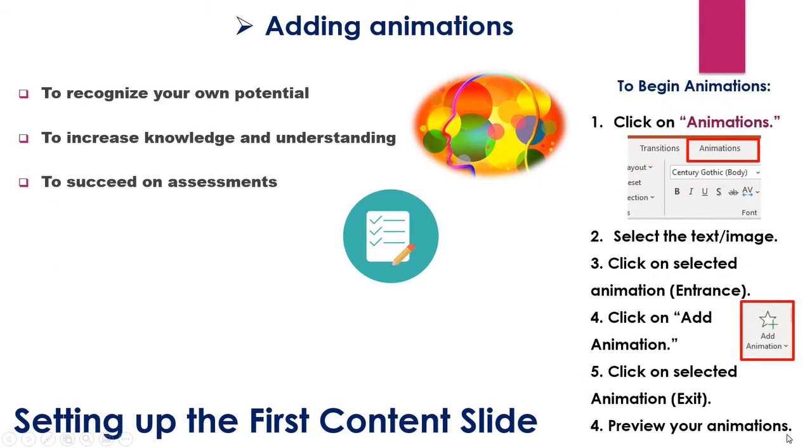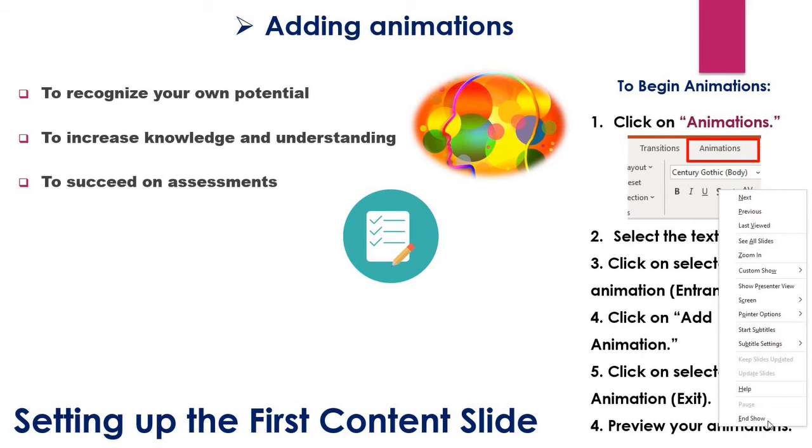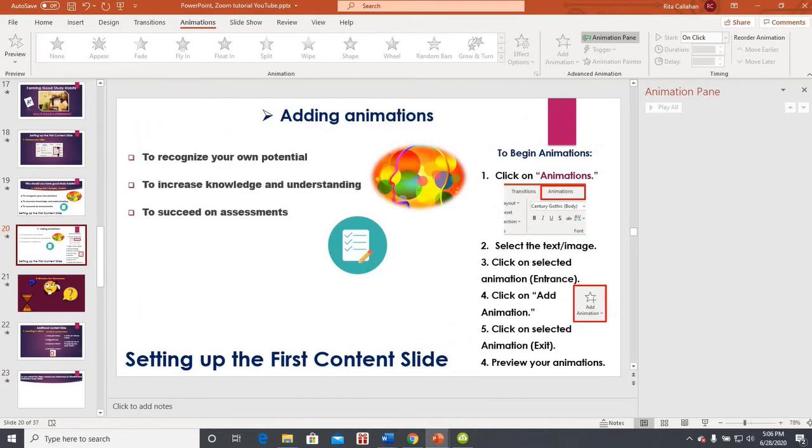Let's add animations. Yes, this is what you have been waiting for. As you can see, I have minimized my text to the left so that I can show you a list of how to insert animations on the right. So I'm going to go to the slide. Make sure that you are on animations, and then you're going to select your text.